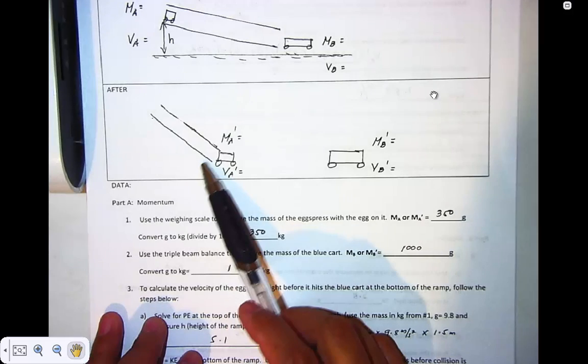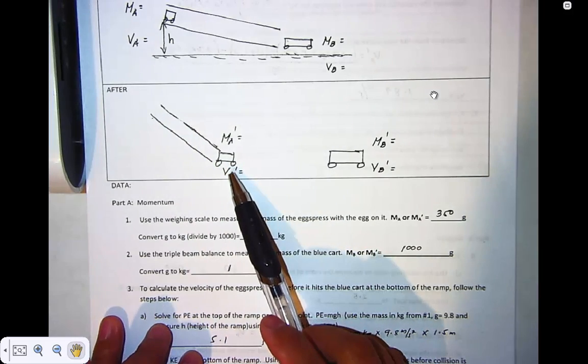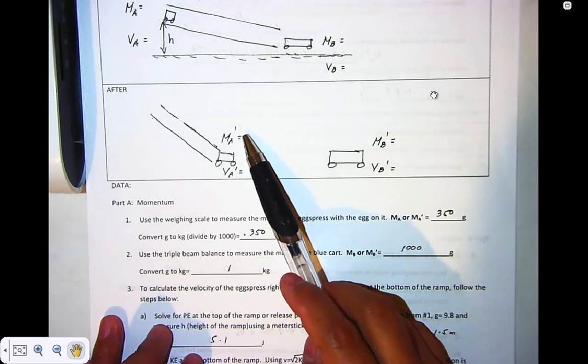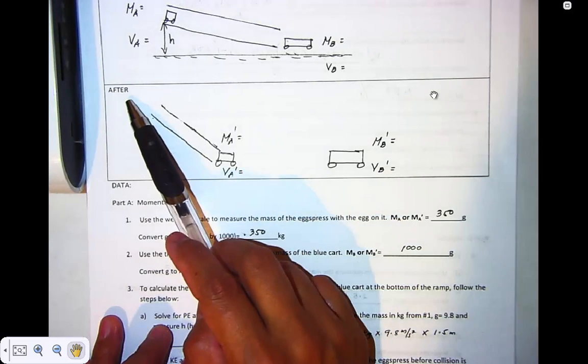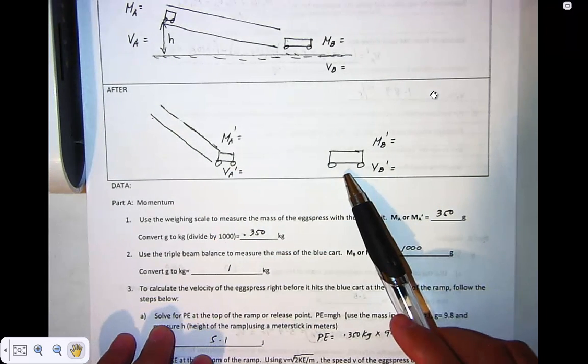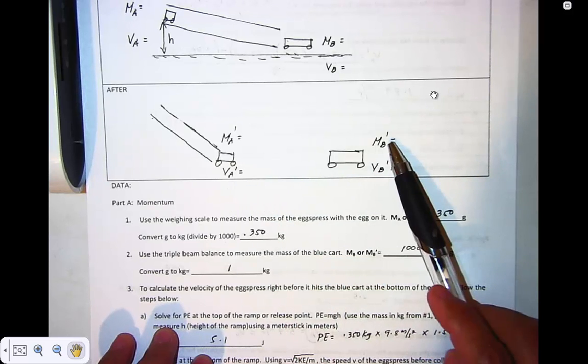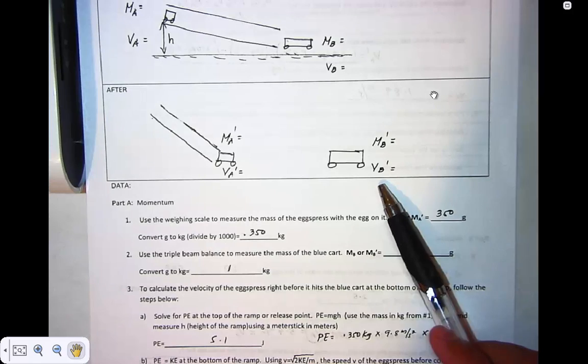The after collision setup, your project now stayed at the bottom of the ramp, so notice the apostrophes because we are now considering the after setup of the collision, and your cart should be in a distance away from the ramp. It will be labeled MB prime and VB prime for its momentum.